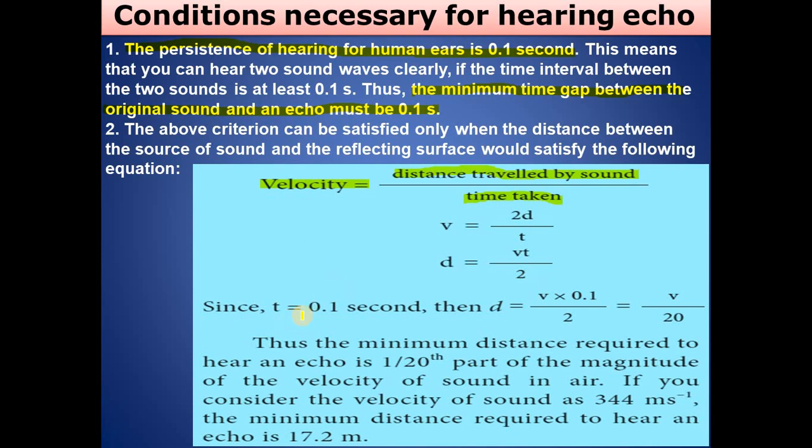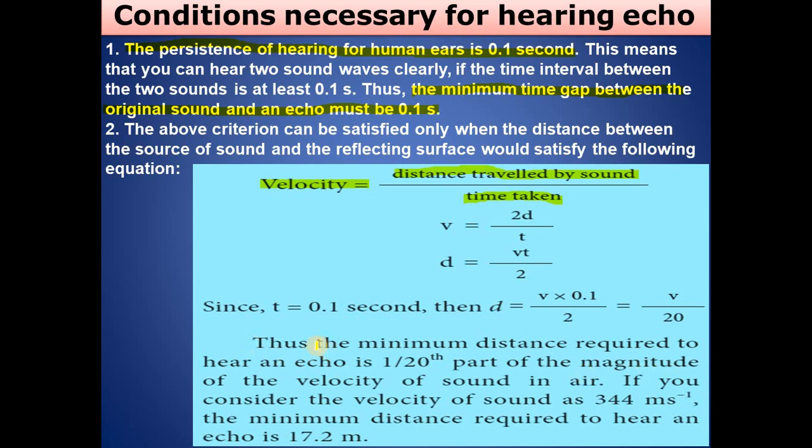Since the time t is equal to 0.1, substituting the value of time, we obtain v into 0.1 divided by 2. That means v divided by 20, because 0.1 can be written as 1 into 10 power minus 1, which moves to the denominator and becomes 10 power plus 1. 2 into 10 is 20. So v divided by 20. Thus the minimum distance required to hear an echo is 1 by 20th part of the magnitude.